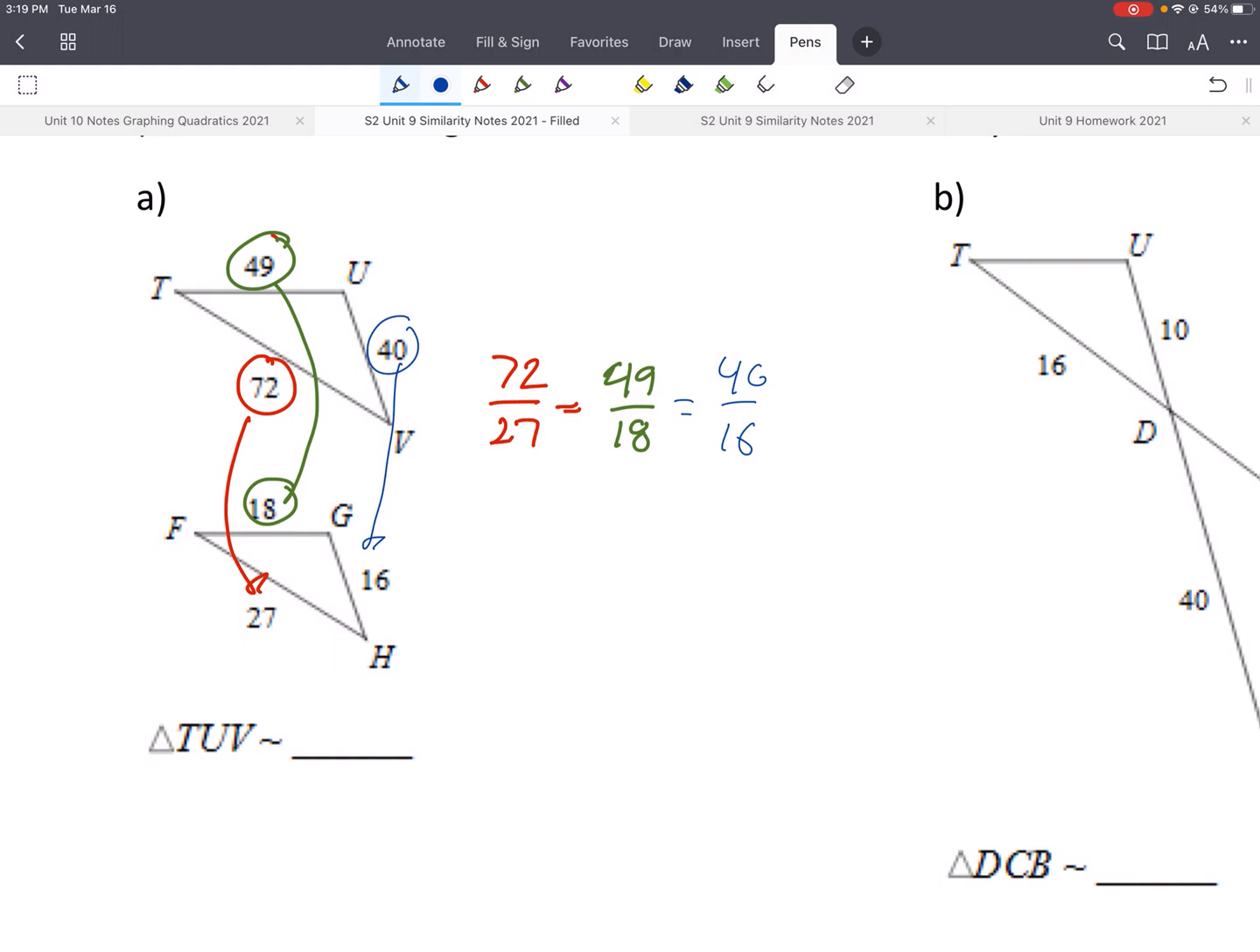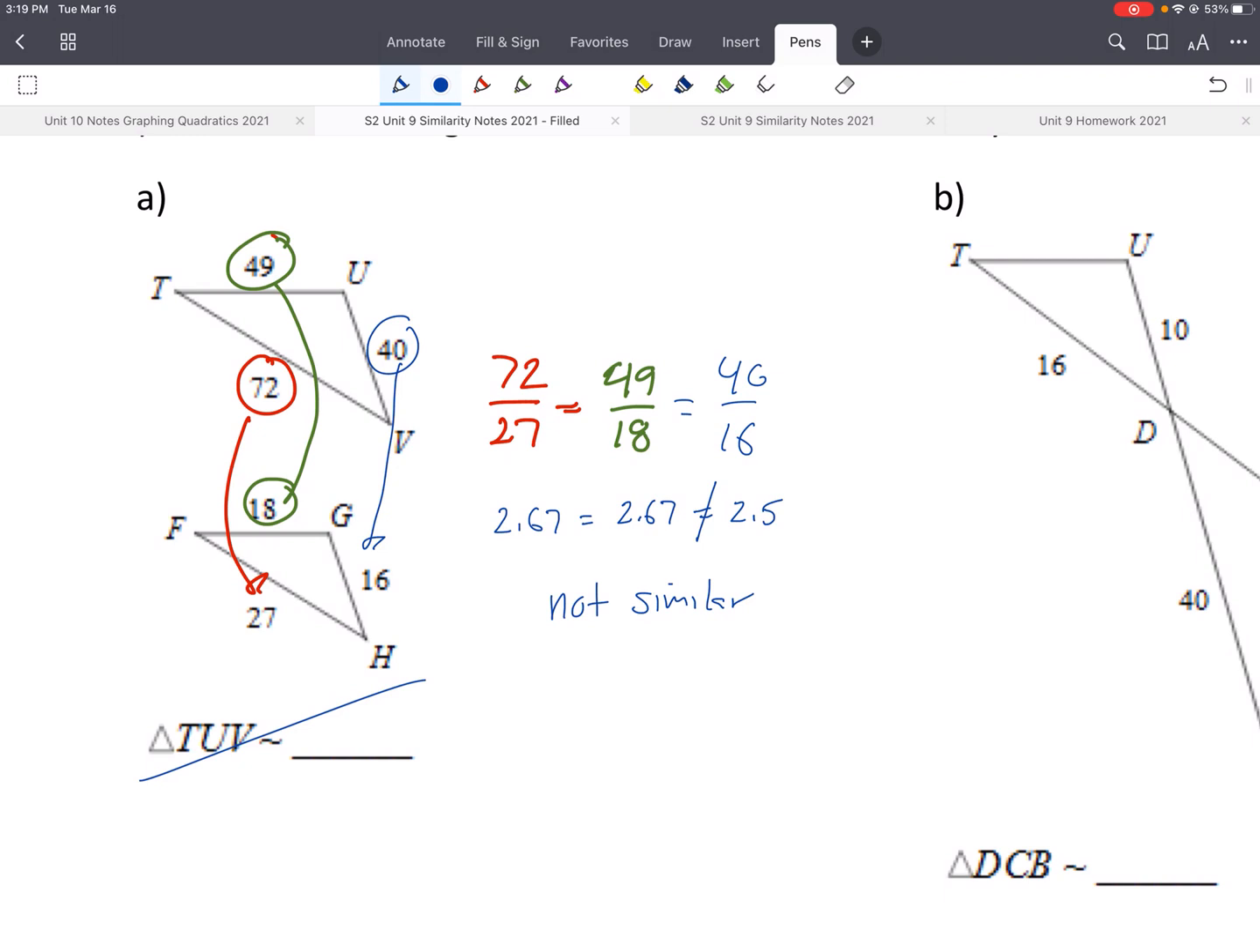And then we can use our calculators. 72 over 27 gives you 2.67. And then 49 over 18 gives us 2.67. So it's looking good. And then 40 over 16 gives you 2.5. Oh. So that means that it is not similar.